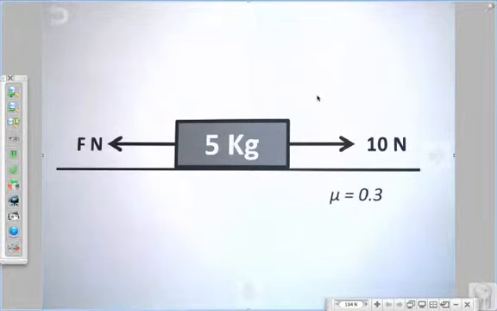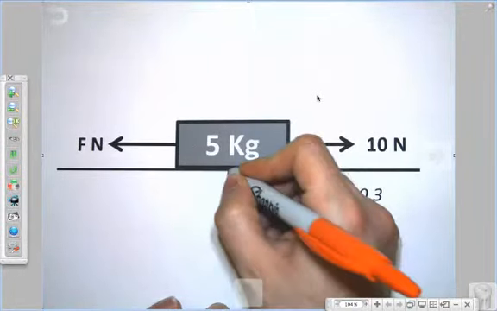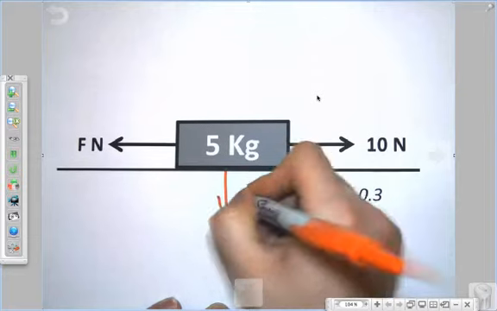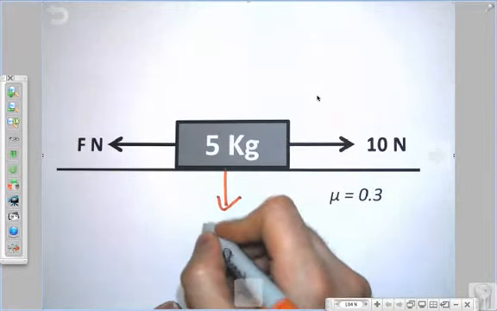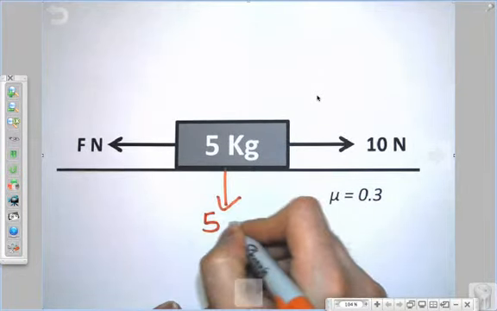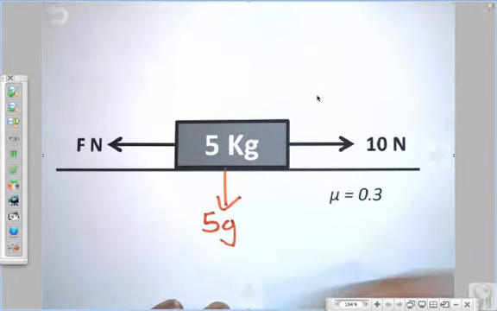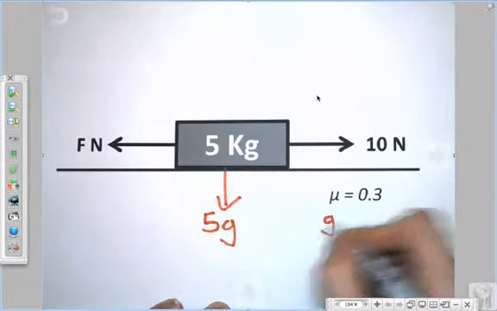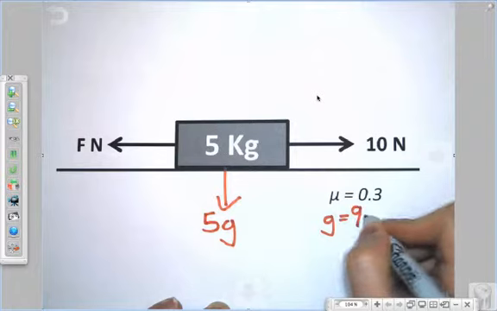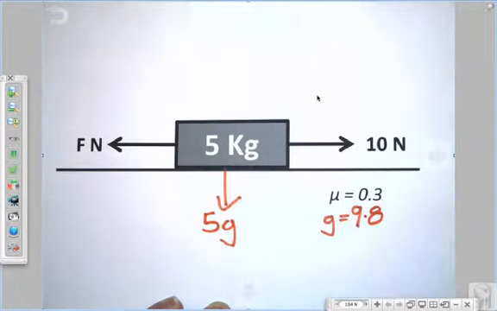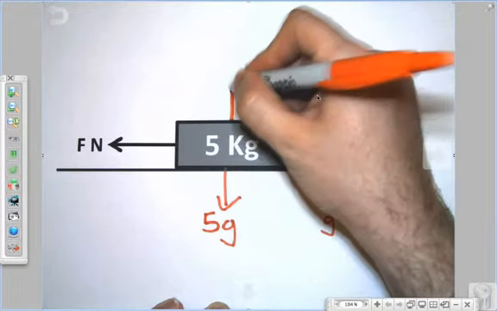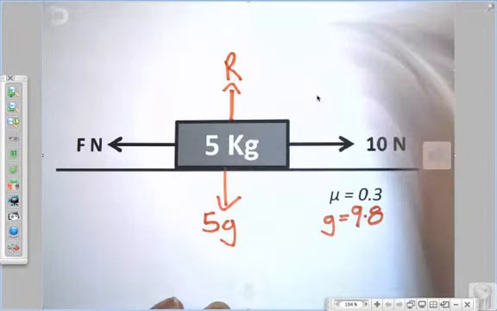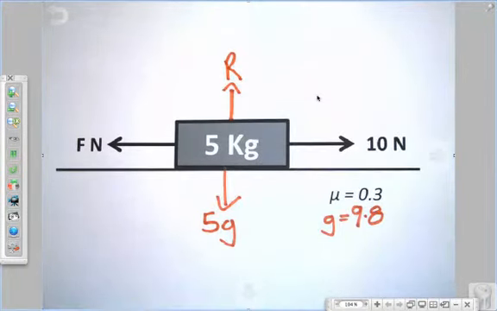Now if we have something on a flat surface, we need to make sure we include the weight, which is mg, so in this case would be 5g. Don't forget that when we're looking in mechanics, g is 9.8. That is a perfectly accurate value. And we also need our normal reaction force so that we can use our coefficient of friction to find our F max.